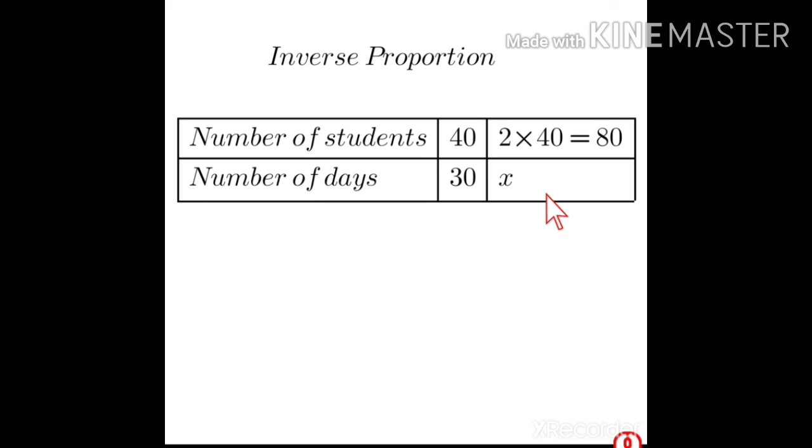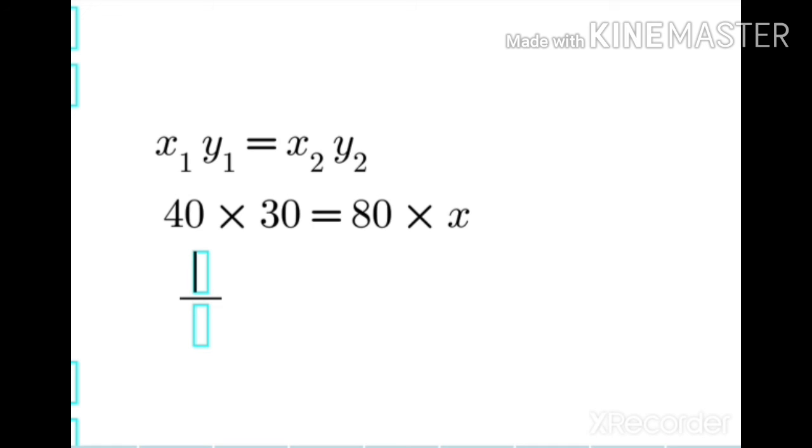First we write it in the form of inverse proportion, that is x1 y1 equal to x2 y2. The value of x1 is 40 and the value of y1 is 30, equal to the value of x2, which is 80, and we do not know the value of y2. We do not know for how many days the food stock will last, so we take that as the alphabet x. So we are going to find the value of x.